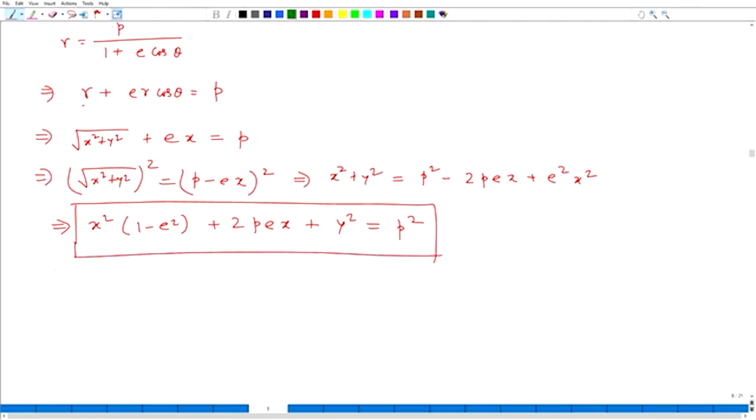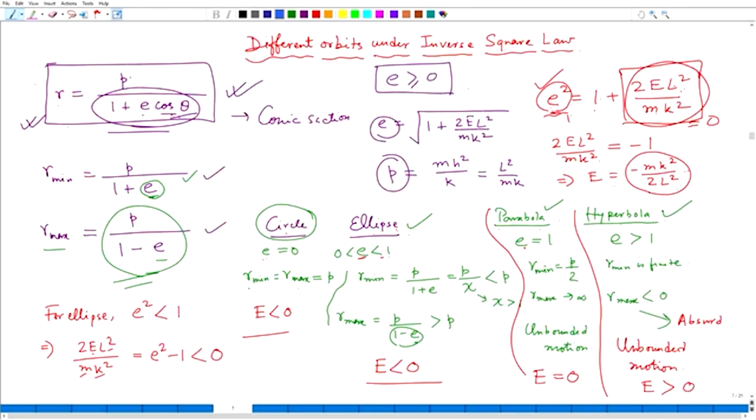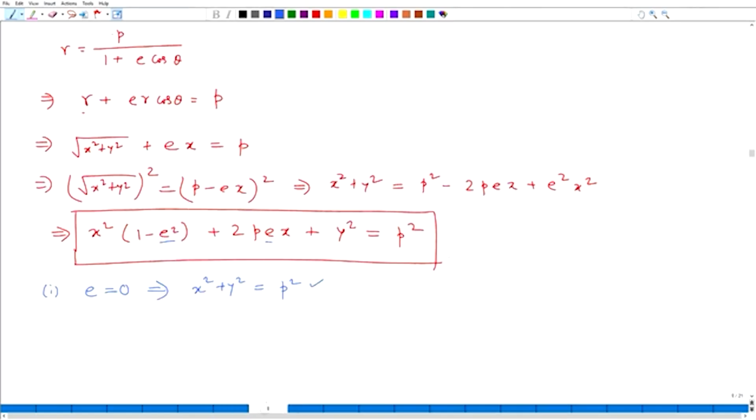Now we do case by case. First, when e is 0, we know that this term will be 0 and this term will be 0. So we will have x squared plus y squared equals p squared. It gives a circle of radius p, and that can also be verified from the condition that it has a closed trajectory where both r min and r max are equal to p. So only one value is possible, and that is p, which is exactly consistent with the equation of this circle.